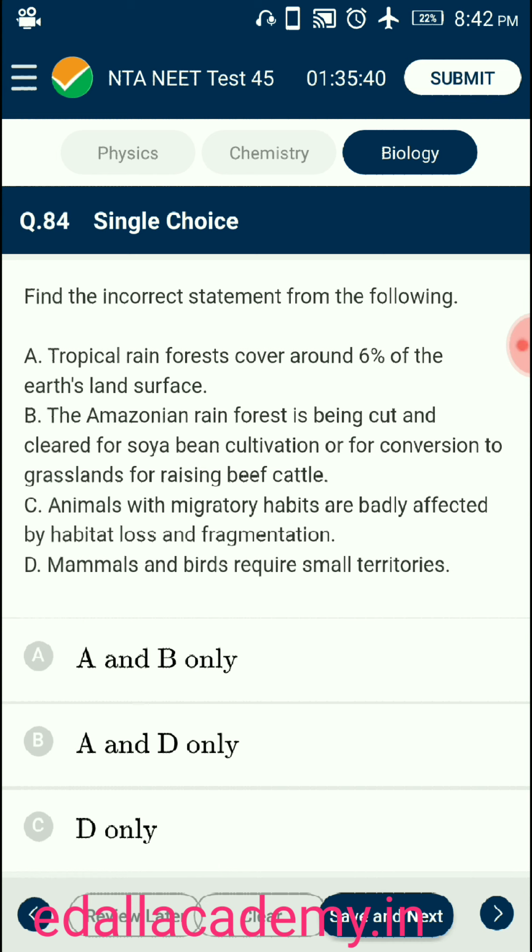Question number 84. Find the incorrect statement from the following. When habitats are broken into small fragments due to various human activities, mammals and birds requiring large territories and certain animals with migratory habits are badly affected, leading to population decline. So the answer for this question is option C. From the given four statements, only option D is incorrect.